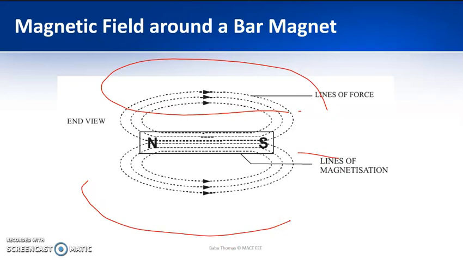Now the magnetic influence is invisible and is represented by lines, and such lines are known as lines of force. These lines leave from the north pole and end at the south pole. Always these magnetic lines are closed paths, and if the lines of force are extended inside the magnet, then they are known as the lines of magnetization. Therefore the lines of force and lines of magnetization together are known as the lines of induction.